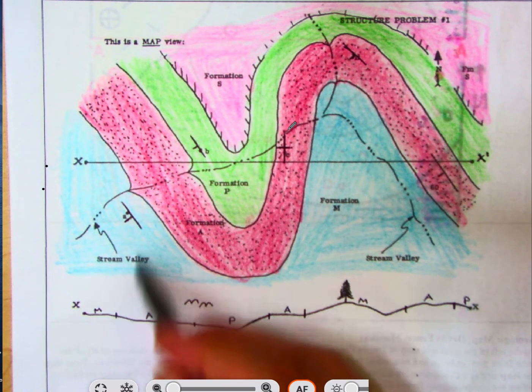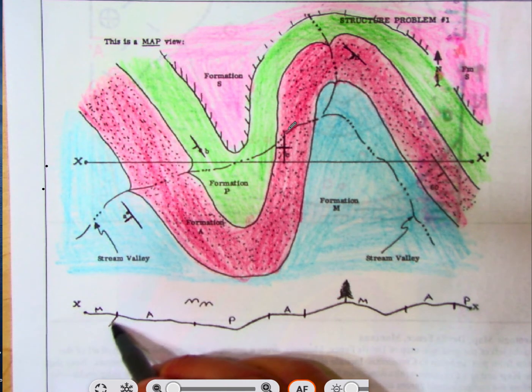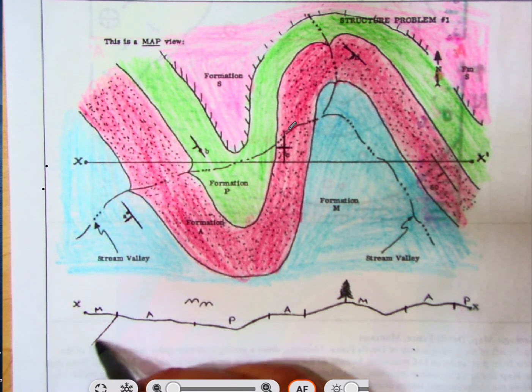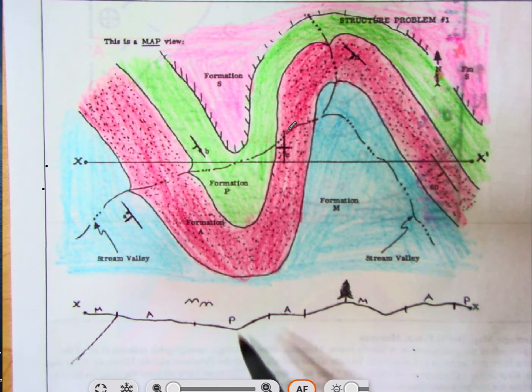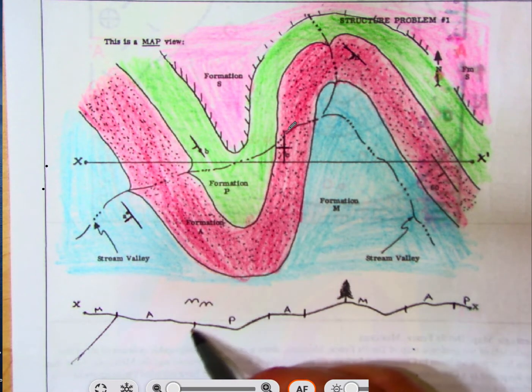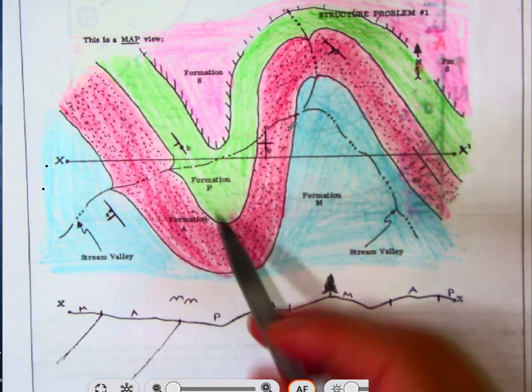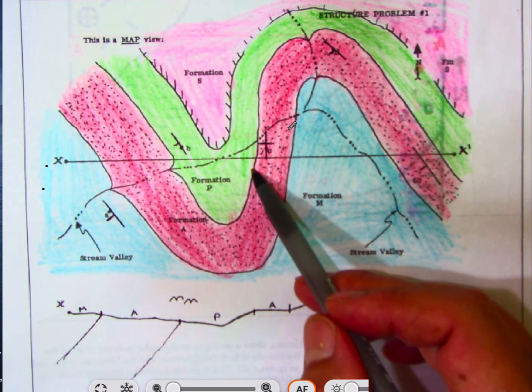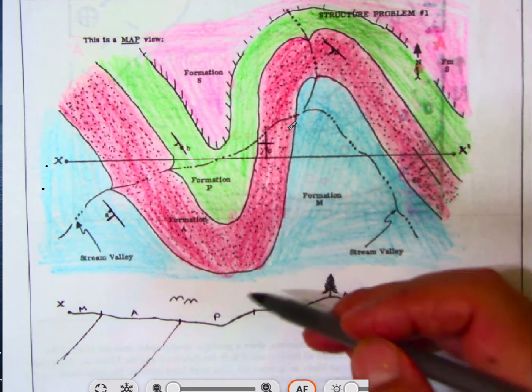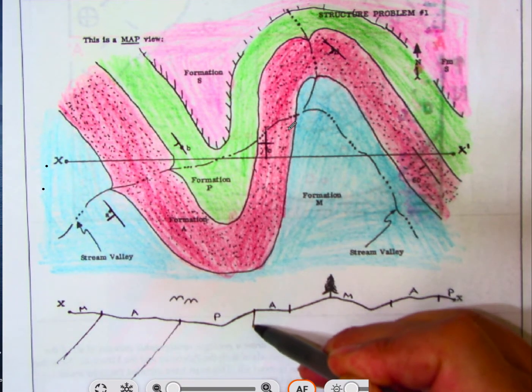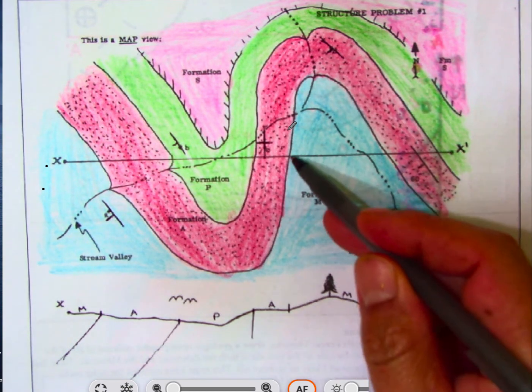I'm going to see that, since its formation is dipping, the contact between M and A is dipping off toward the southwest. This one's also dipping off toward the southwest. And I'm going to try to keep that uniform thickness there. Then when I go over here, between the contact between P and A, I see that it's vertical, so it's going straight down. And so is this one right here, straight down.